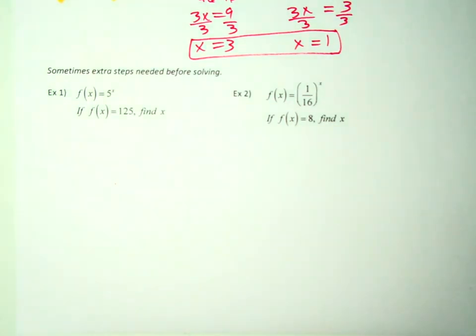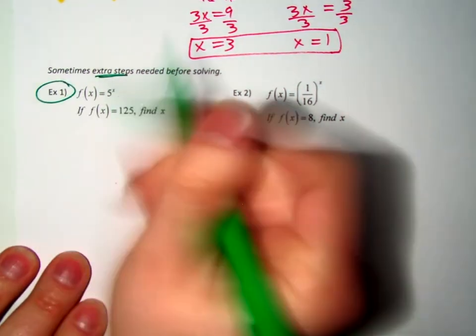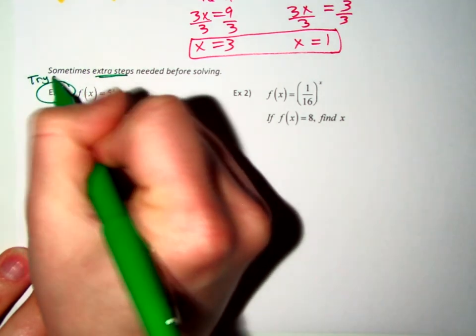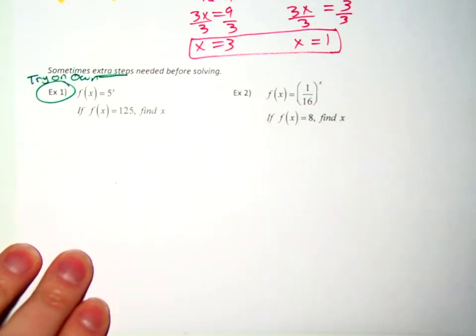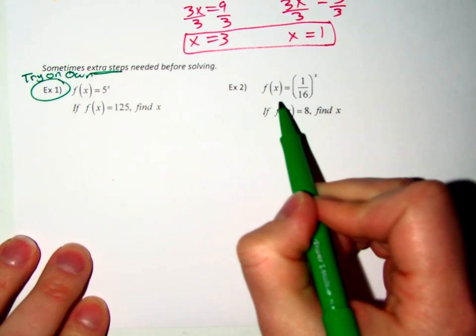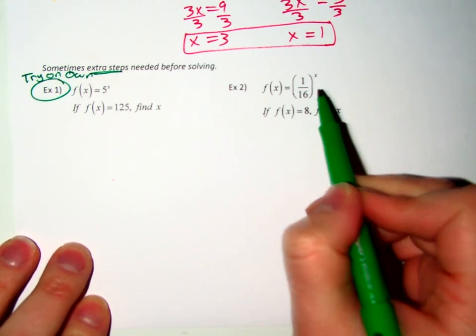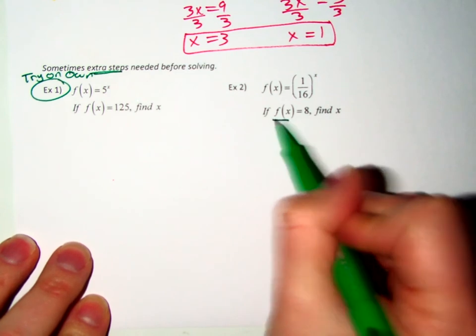And the last ones. Sometimes when we look at these problems, we're going to need to do extra steps first. Now, example 1, this one's one you're going to try on your own after I show you how to do number 2. So that one's one we're going to check in class tomorrow. So this one is telling you f of x is equal to 1/16 to the x power. And here they tell you f of x equals 8.